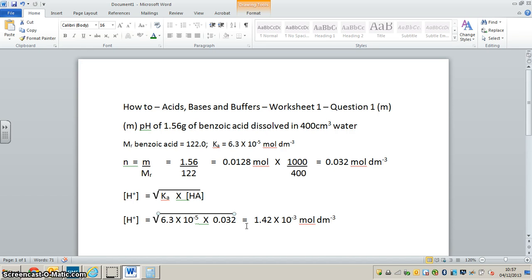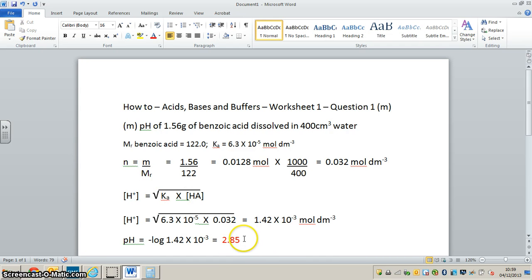And then it's plain sailing from there. All we now need to do is to do minus log of 1.42 times 10 to the minus 3 to work out the pH. So let's quickly do that. And here is our final answer. pH equals minus log 1.42 times 10 to the minus 3, which is 2.85.